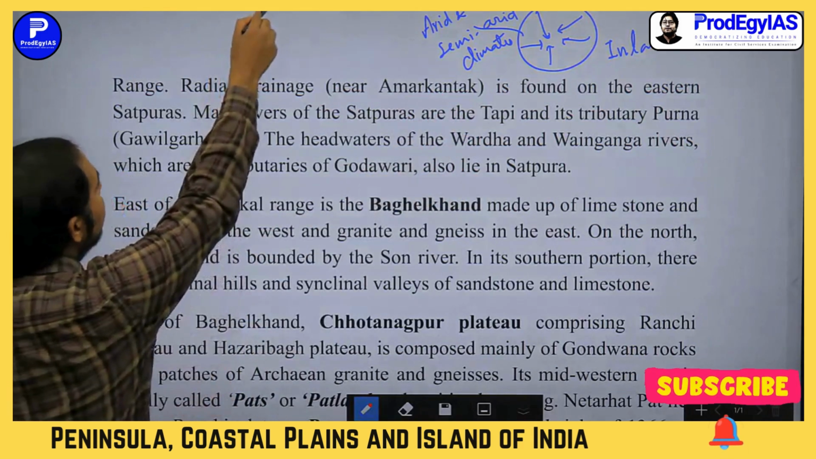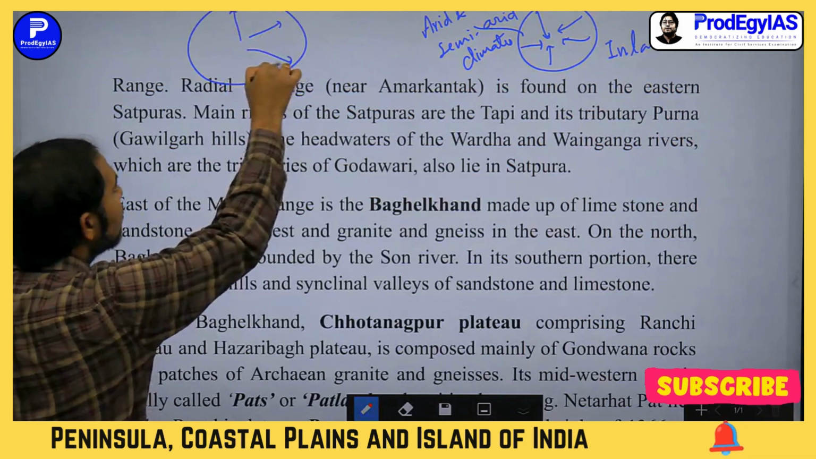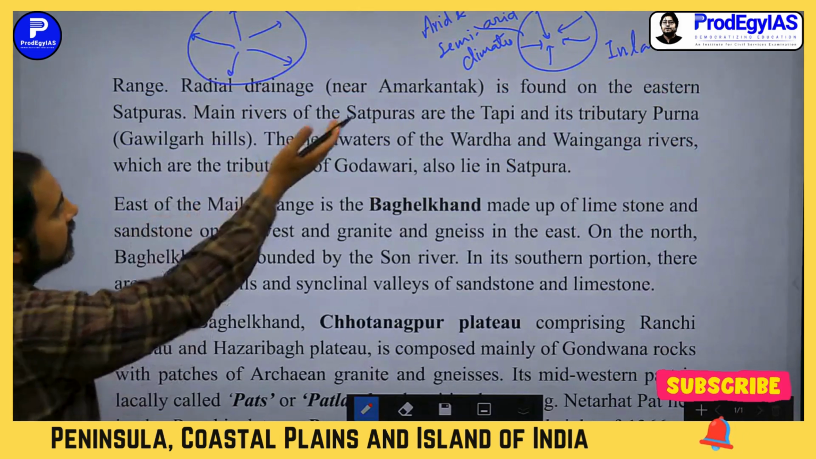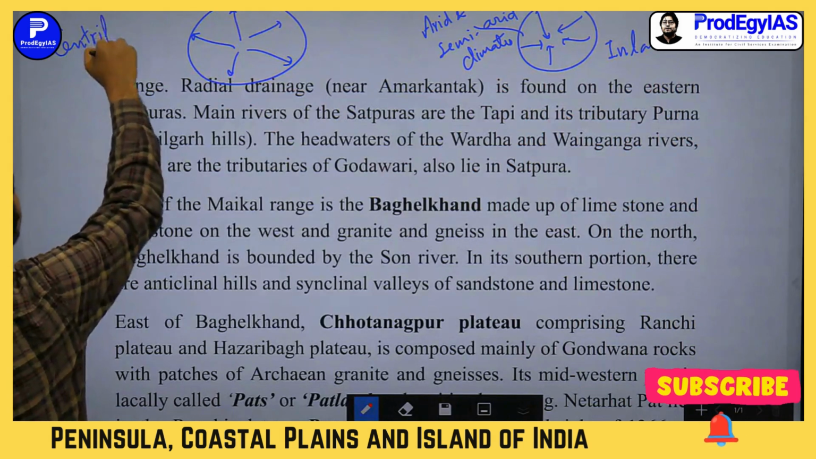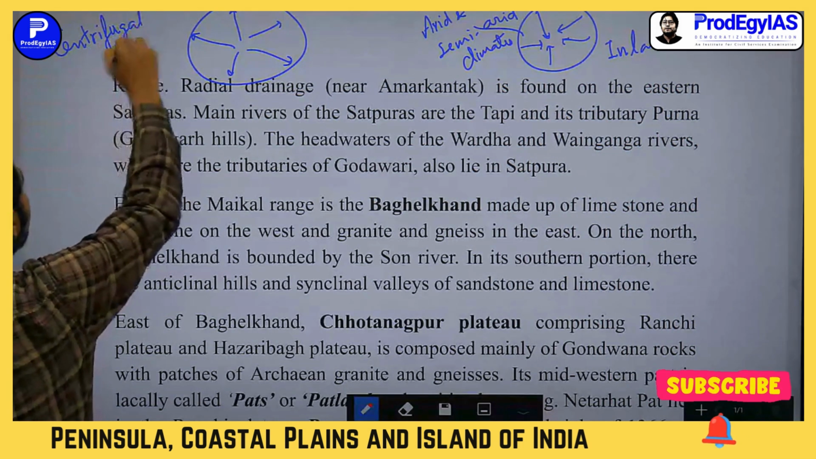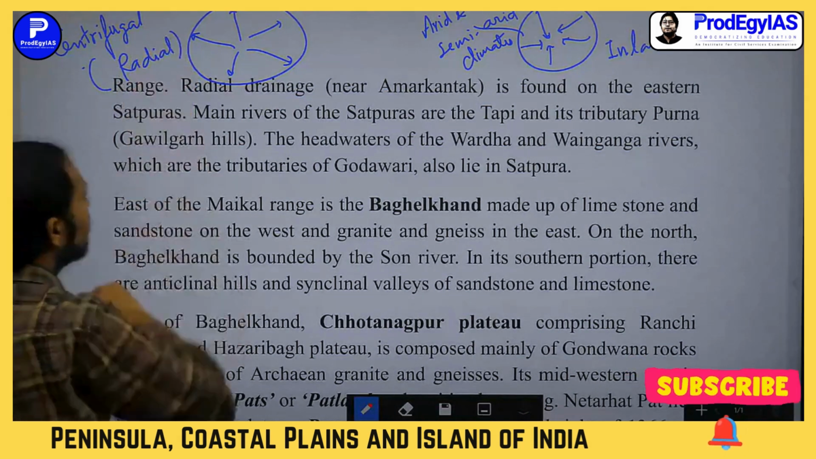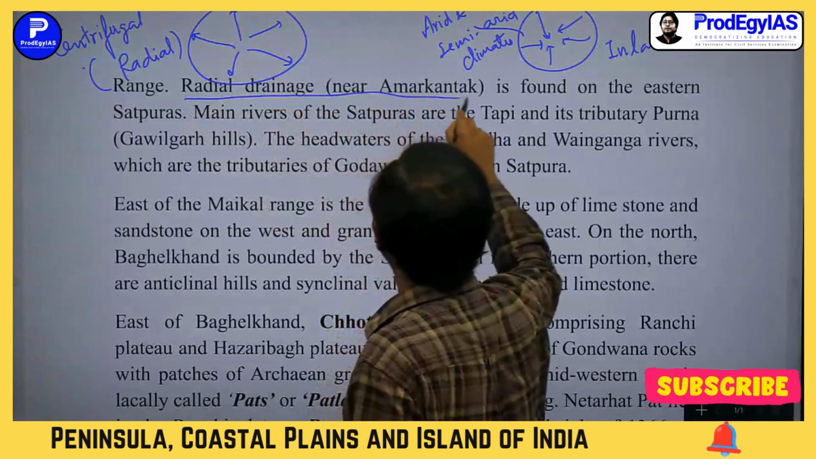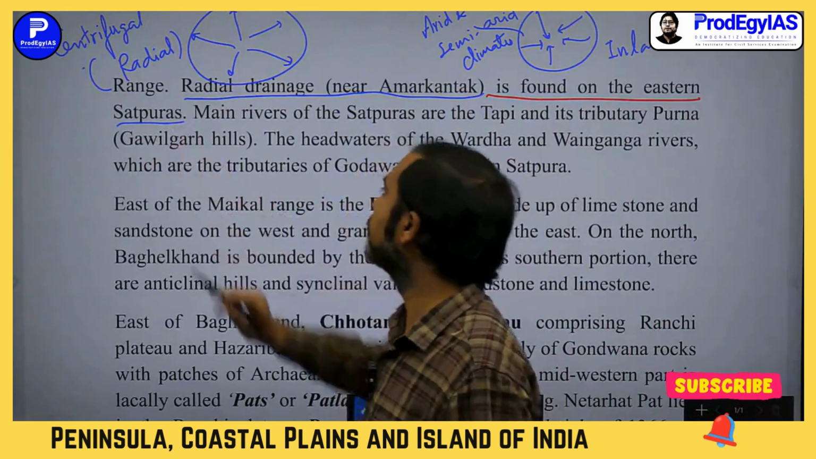And in some drainage, rivers radiate from a central location like this. This is just the opposite of that. This is the centrifugal or radial drainage pattern. Such a radial drainage pattern is found nearby Amarkantak on the eastern side of Satpura.